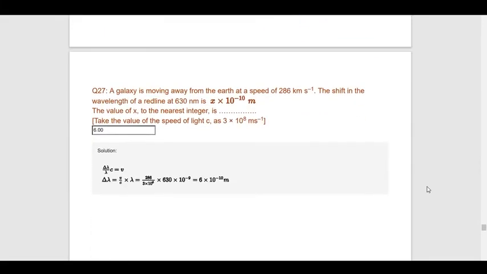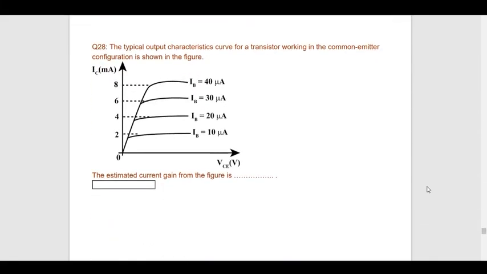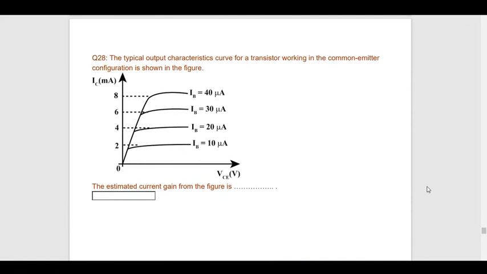So let's observe the next question. This question says that a typical output characteristic curve for a transistor working in common emitter configuration is shown in this figure. Okay, so the values are shown here.